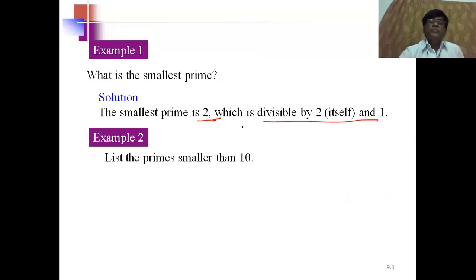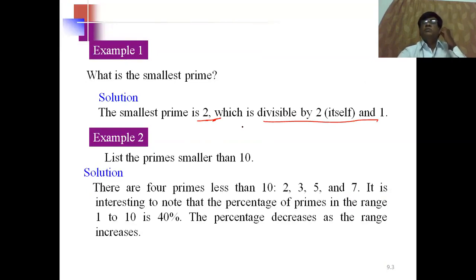Another example: what are the different prime numbers which are smaller than 10? The primes below the number 10 are 2, 3, 5, and 7. These are the prime numbers below the value 10.